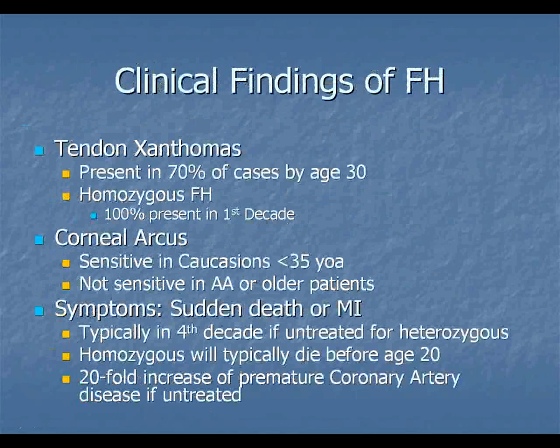Clinical findings of FH, like I stated earlier, there's not a whole lot, but you may encounter tendon xanthomas, which is present in 70% of cases by age 30, and may be present in childhood in the pediatric population. If you have a homozygous FH, which is rare, 1 in a million, 100% of those patients will have tendon xanthomas present. Corneal arcus, this is the findings in the cornea, and I've got an example here for you.